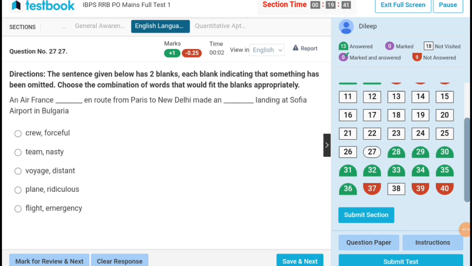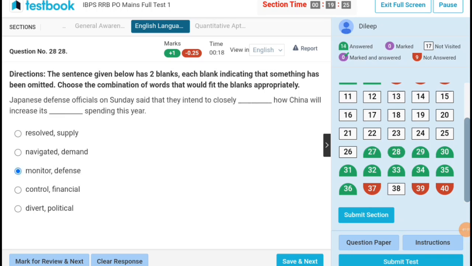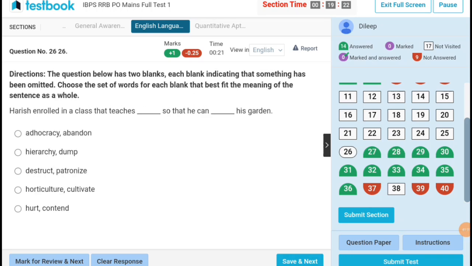An Air France crew en route from Rajasthan to Delhi made an flight. Harish enrolled in a class that teaches horticulture so that he can cultivate his garden.